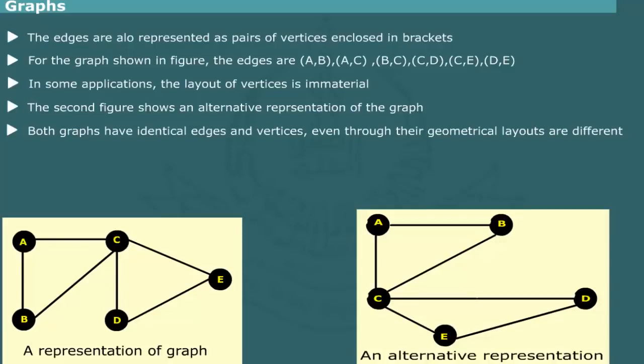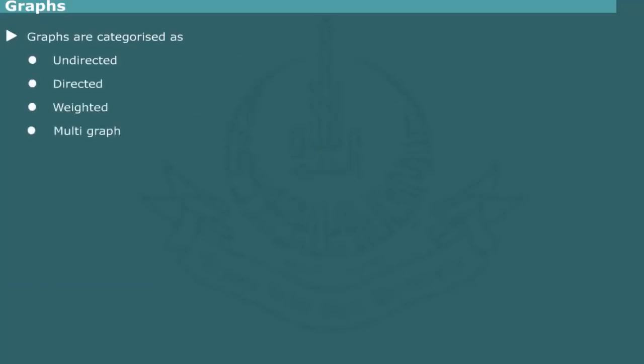Graphs are classified on the basis of properties of the edges and their orientation. The major categories are undirected, directed, weighted, and multigraph. We now briefly overview the salient features of each type.